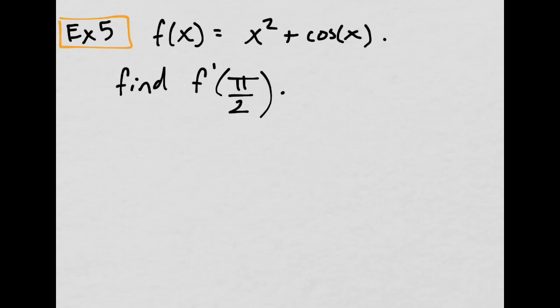Okay, so you get f prime of x equals 2x, and then the derivative of cosine, that's just negative sine, right? It's got a cosine, so it's got to be negative, and it's negative sine of x. And now what do you have to do? You plug in pi over 2.